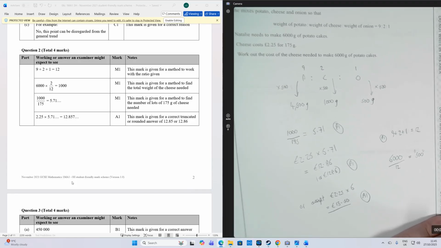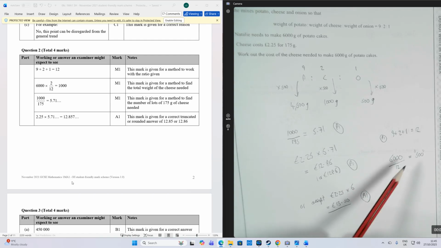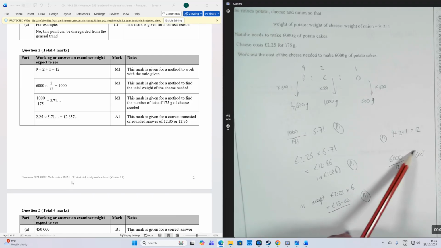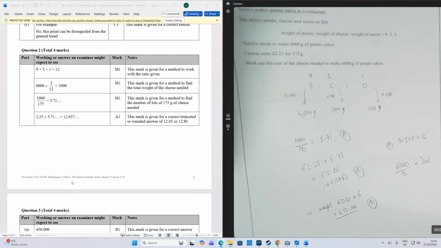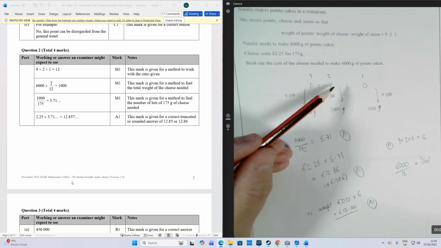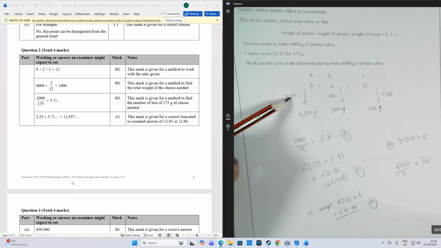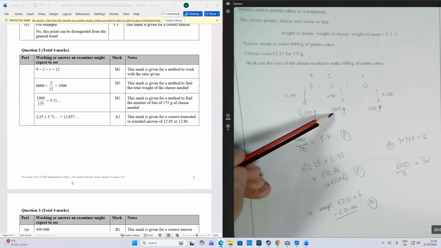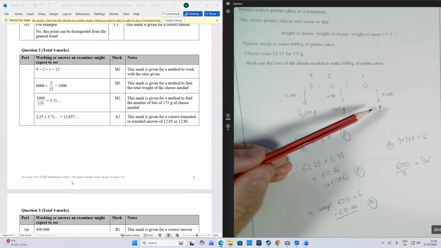So step 1 is we need to divide 6,000 into the ratio of 9 to 2 to 1. So 9 add 2 add 1 is 12. 6,000 over 12 gives us 500. So every 1 in our ratio stands for 500 grams. So potato to cheese to onion is 9 to 2 to 1. 500 times 9 gives us 4,500 grams of potato. 500 times 2 is 1,000 grams of cheese. And 1 times 500 is 500 grams of onion.